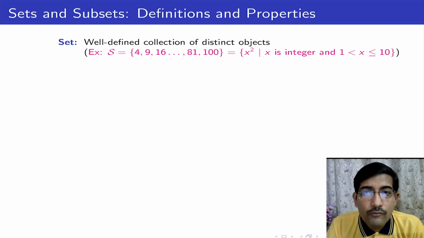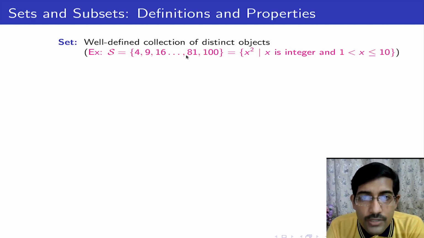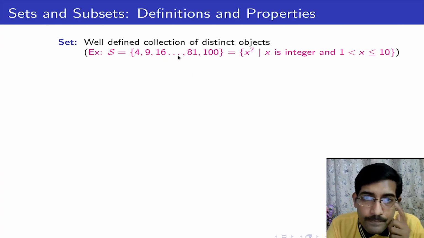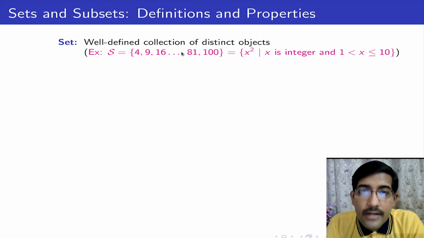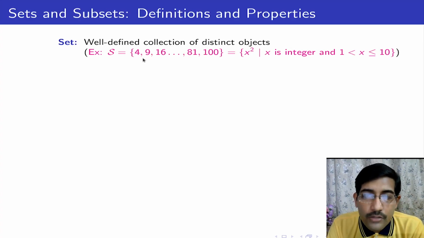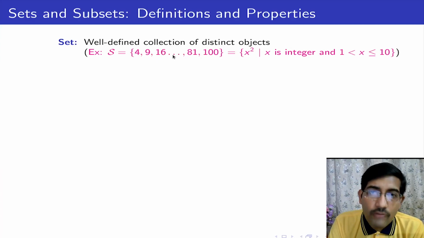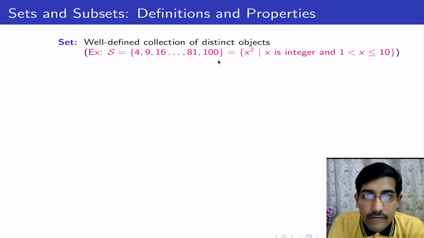A set is a collection of well-defined and distinct objects. Well-defined means that every element in the set should follow certain rules to be inside it, and distinct means that no two elements are the same. The example given here says that every element is a square of an integer. So that is the well-defined notion. And no two elements inside this set are the same. So that is the distinct notion.